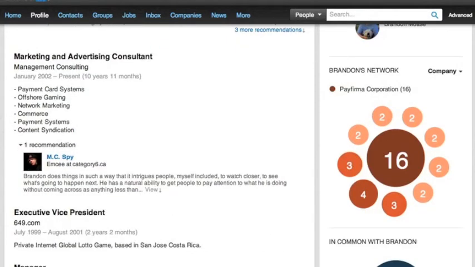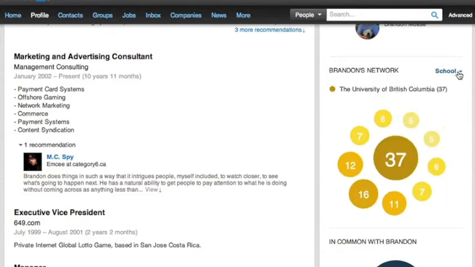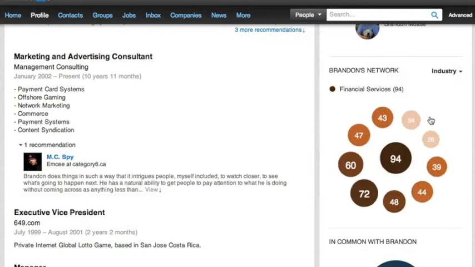Here's another thing that's really cool. This is going to give me some information about Brandon's network. Again, we're not even connected yet, but it kind of shows me where he's most active, where his network is most active, where they've gone to school, the industry. So really the two I like here are the industry and the location. So I can find out that Brandon's network is focused on marketing and advertising.